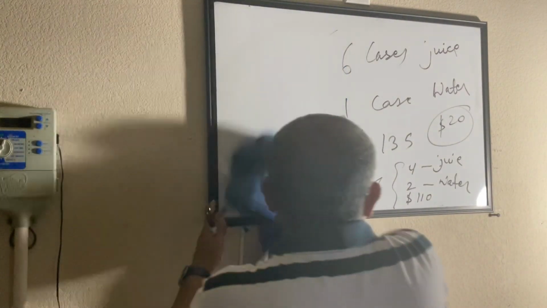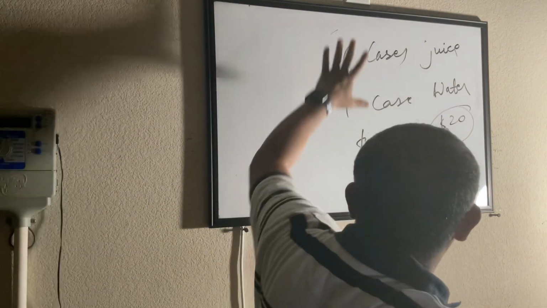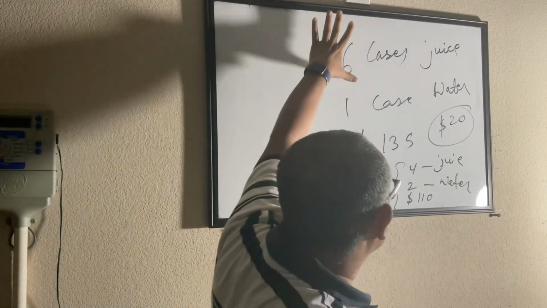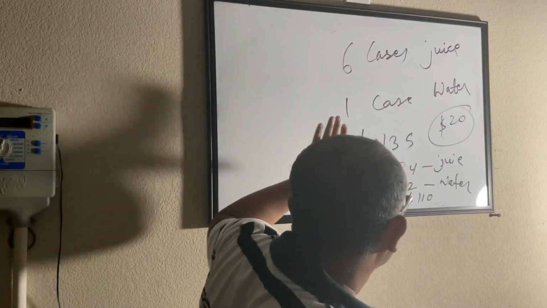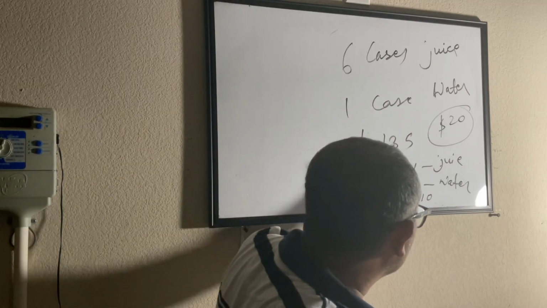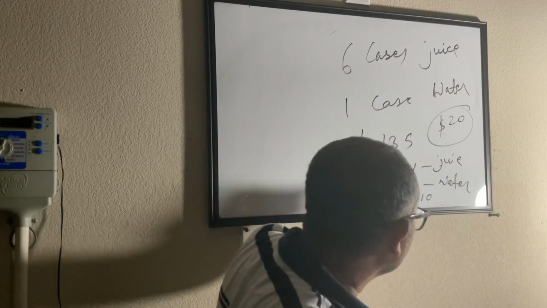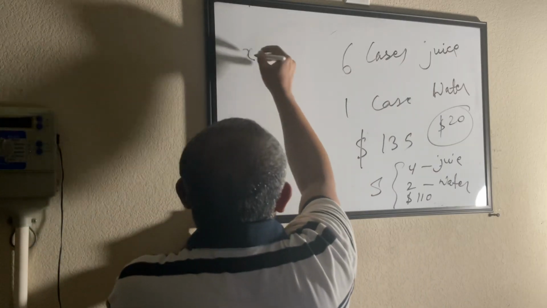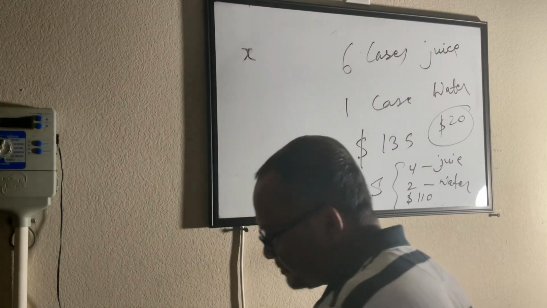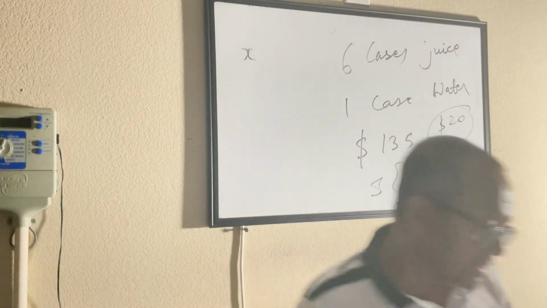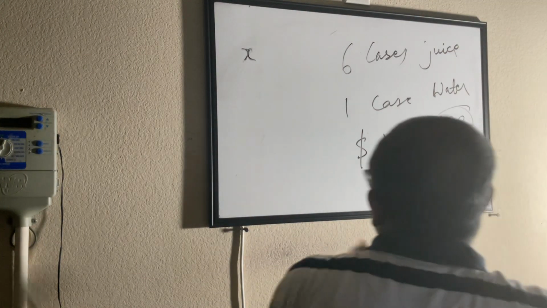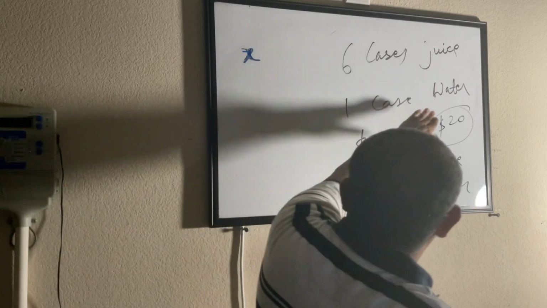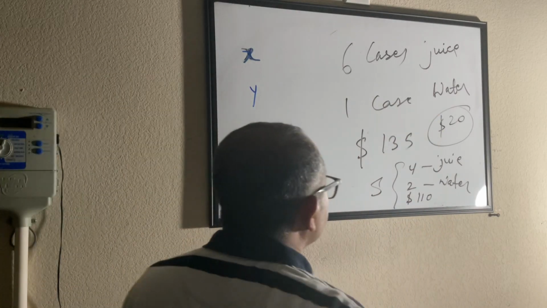So, here the question says 6 cases of juice, 1 case of water for 135. Science department got 4 cases of juice, 2 cases of water for $110. So let's say juice costs X dollars per case and water costs Y dollars per case.